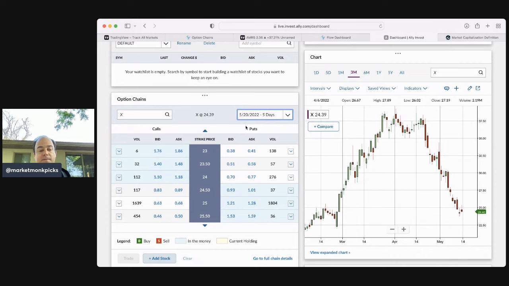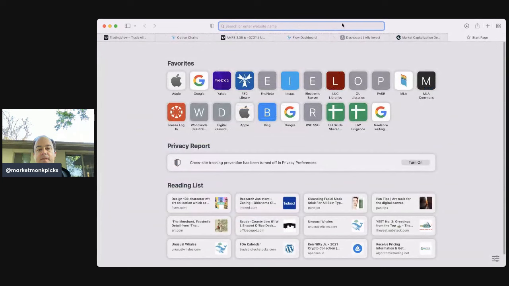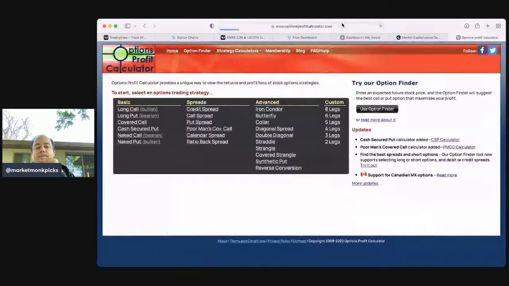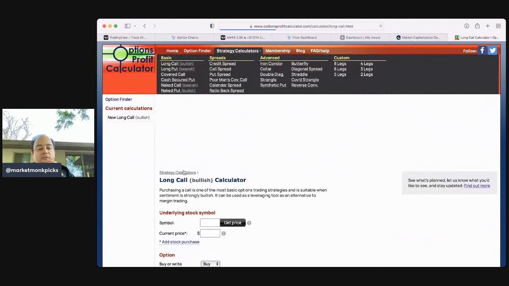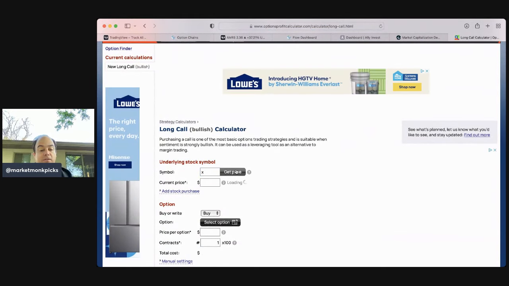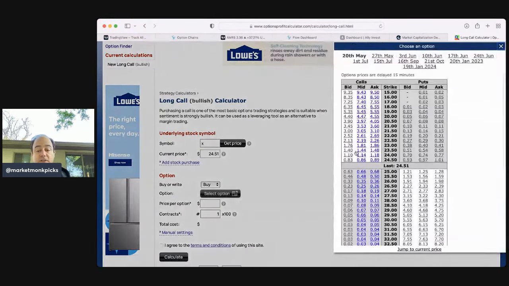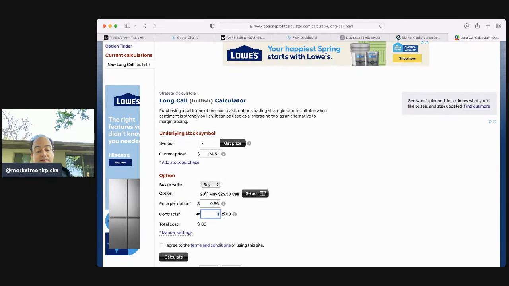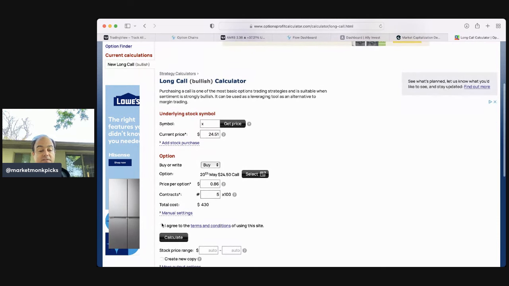So what is a trade on X, a mid cap? What does that look like in terms of the movement of the contract? So okay, we'll go to options profit calculator, put in X. So let's say that I buy 2450C, and let's just say I buy 5 of those. So $430 investment.